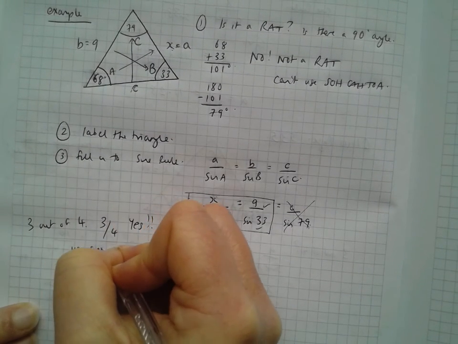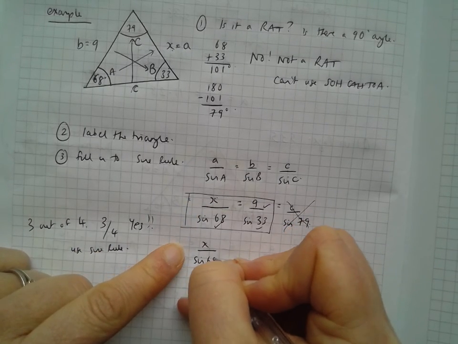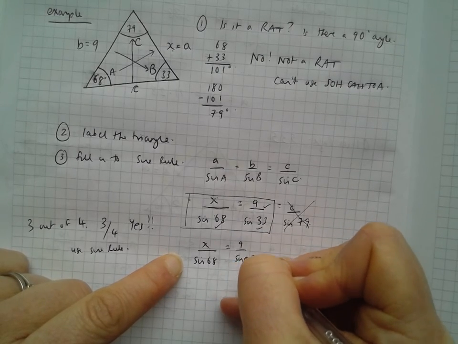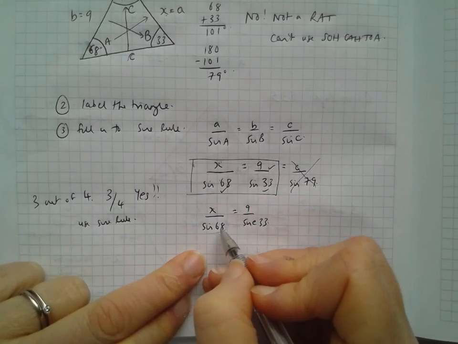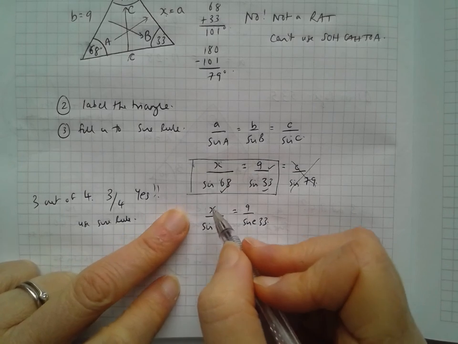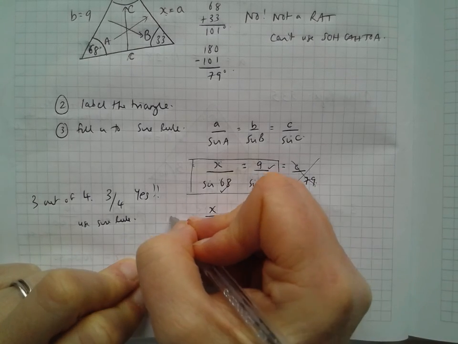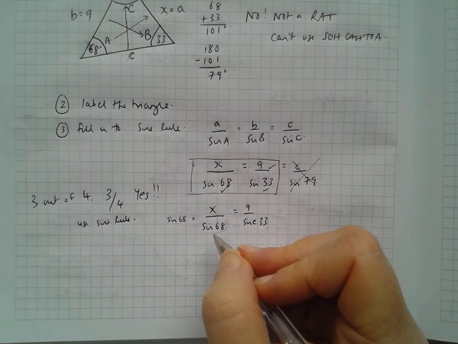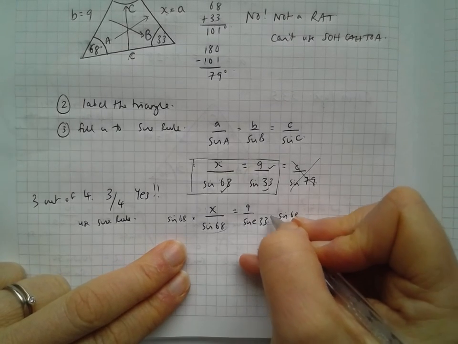So the sine rule, I'm just going to rewrite it so that it's less cluttered. x over sine 68 is equal to 9 over sine 33. Now this is the difficult part. I want that sine 68 to be away from the x because I want x by itself. To solve for x, I need x by itself. So what I'm going to do is multiply. Remember, if we have something that's making a fraction and we want to get rid of it, we multiply both sides by that number. It's just weird because it's sine 68.